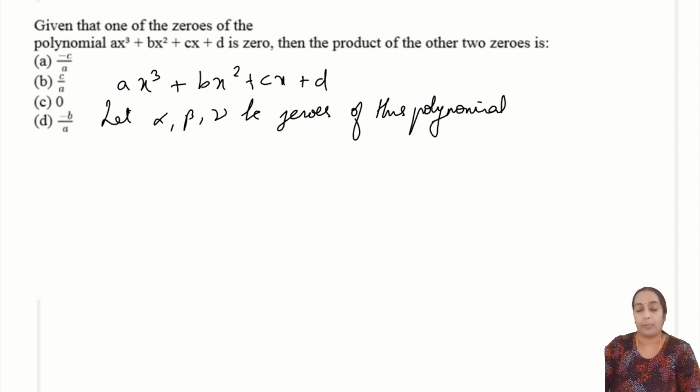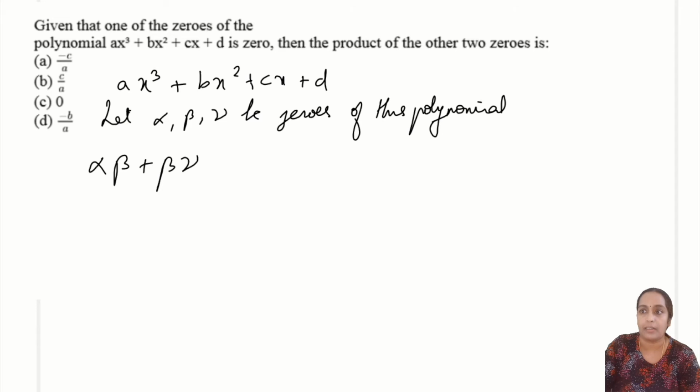So now, the sum of product of zeros taken 2 at a time. The formula is alpha beta plus beta gamma plus gamma alpha. The formula for a cubic polynomial is c by a.